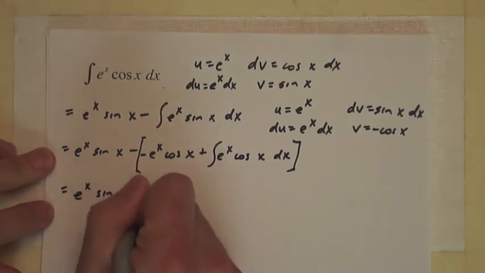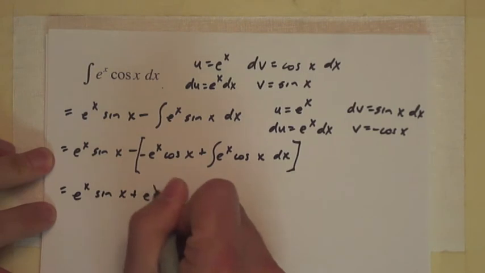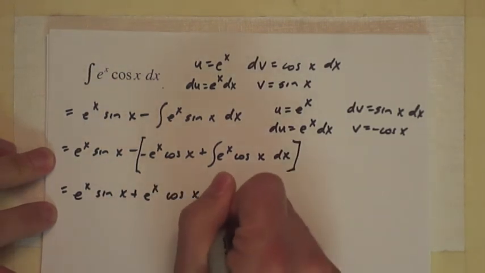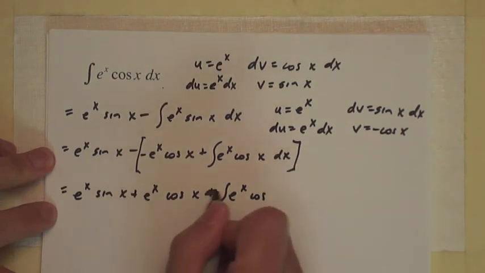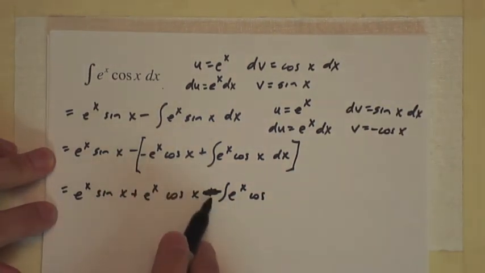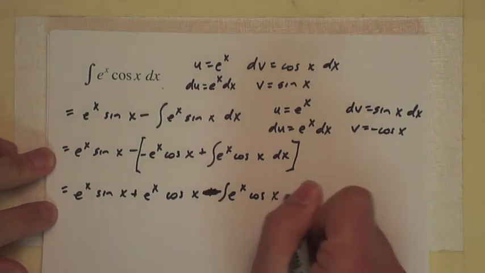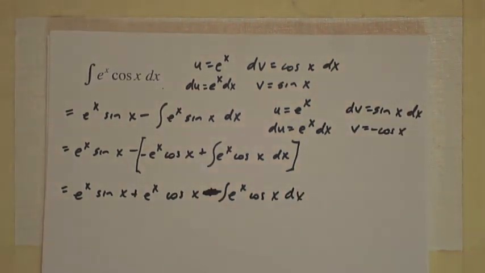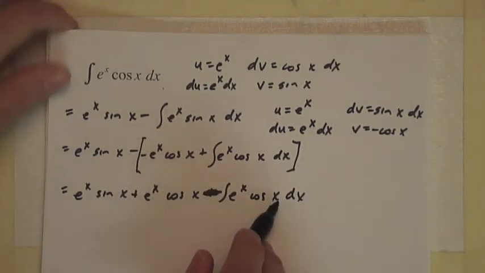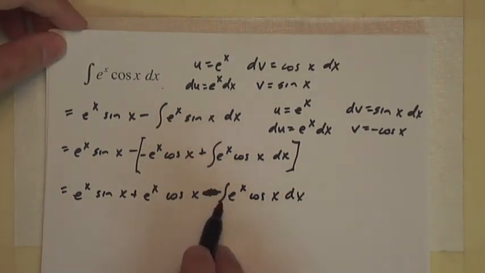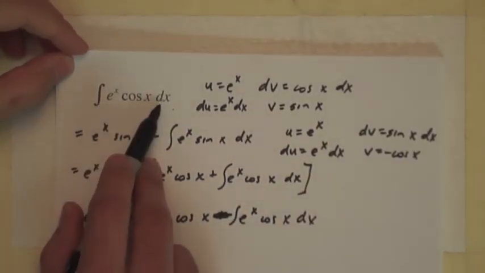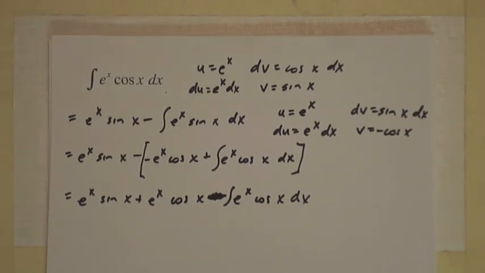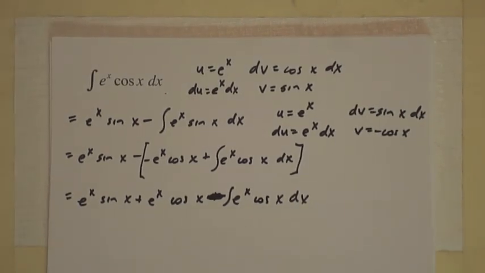E to the x sine x plus e to the x cosine x plus integral e to the x cosine, minus, that's a minus. Minus the positive is a minus. E to the x cosine x dx. So, well, now look at this. It looks like we've really failed now because we're back to the beginning. We now have to do this integral, which is the same as what we started with. So it would be tempting at this point to give up and say this technique doesn't work on this integral.